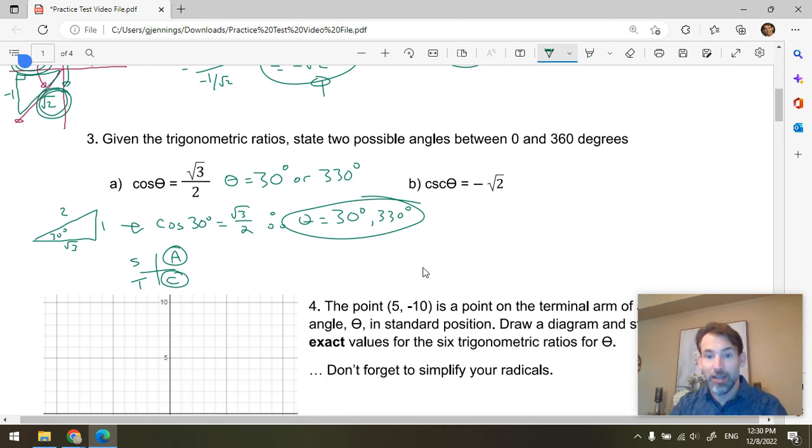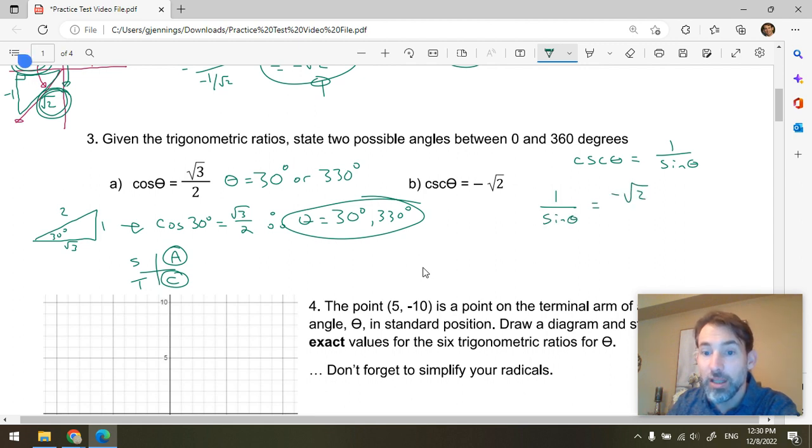Now, what about cosecant is negative root 2? Okay, well, cosecant is equal to 1 over sine theta. So that tells me that 1 over sine theta is equal to negative root 2. Let's flip both sides of the equation. Sine theta is equal to negative 1 over root 2. See, I took this fraction and I flipped it.